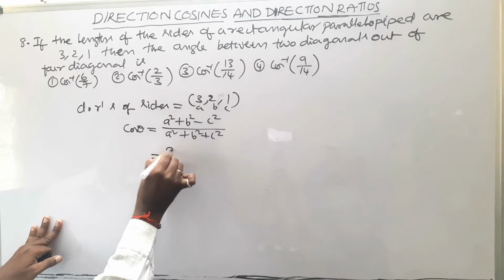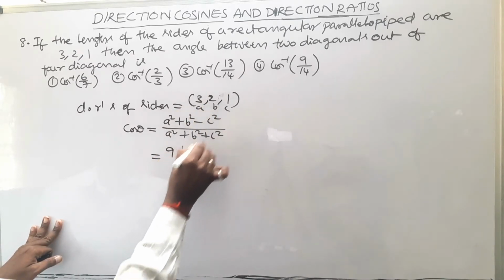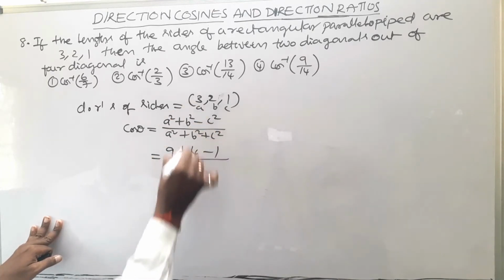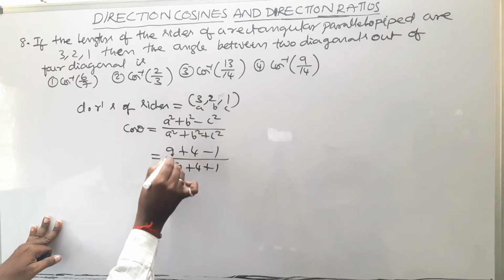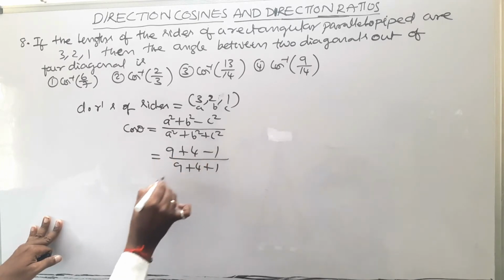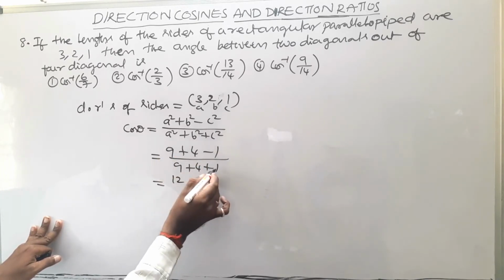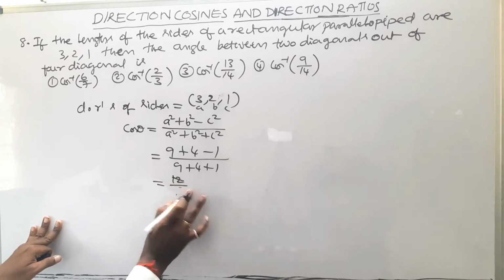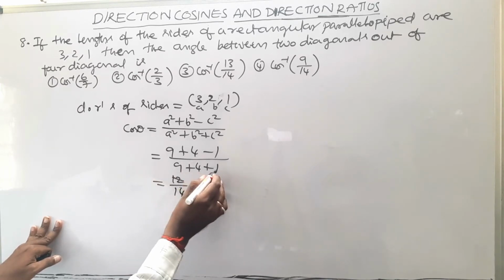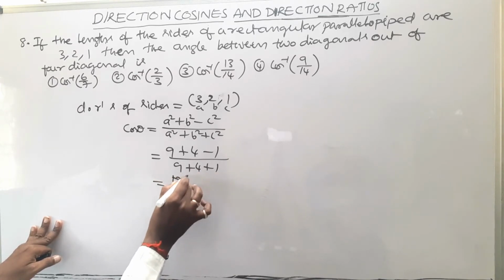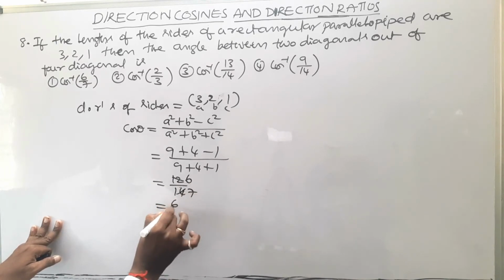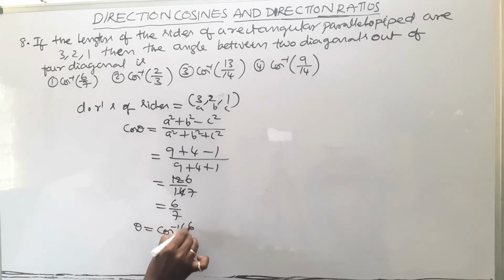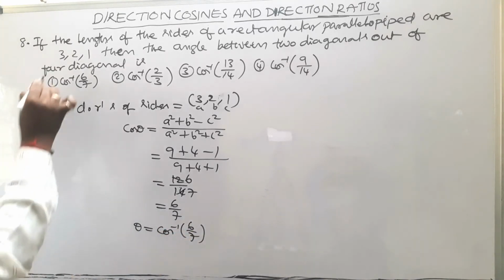3 square is 9, 2 square is 4, 1 square is 1, by 3 square 9, 2 square 4, 1 square 1. 9 plus 4 is 13, 13 minus 1 is 12. In the denominator, 9 plus 1 is 10, 10 plus 4 is 14, sorry. So 12 by 14, which is 6 by 7. Theta equals cos inverse 6 by 7. The first option is correct.